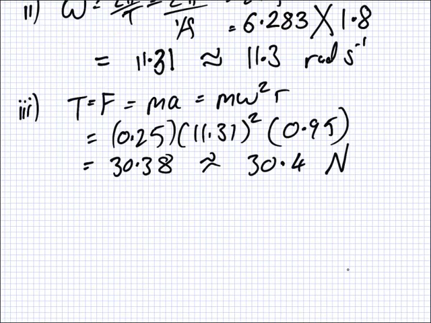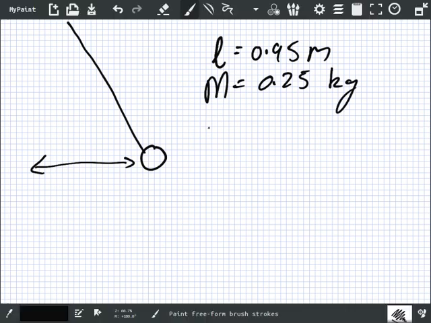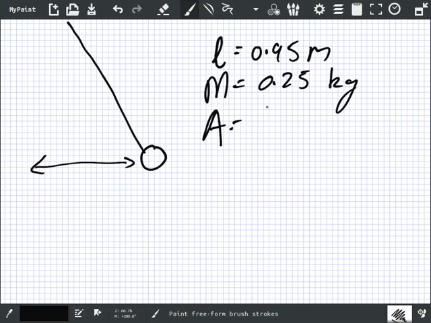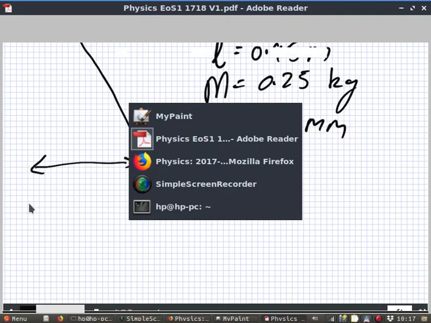Okay, so the picture now is like this, and it's going to be moving back and forth like that. And the length is 0.95 meters. The mass is still your 0.25 kilograms. Yeah. And the amplitude is 45 millimeters. And the question is, define simple harmonic motion. Define simple harmonic motion.